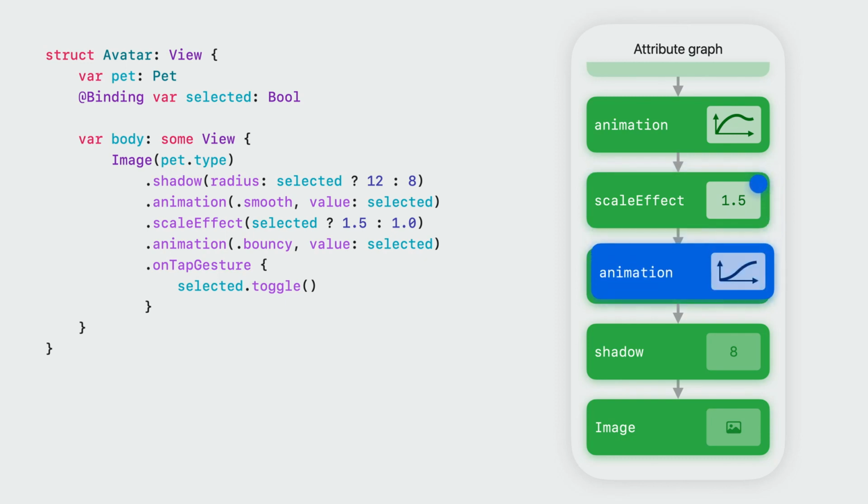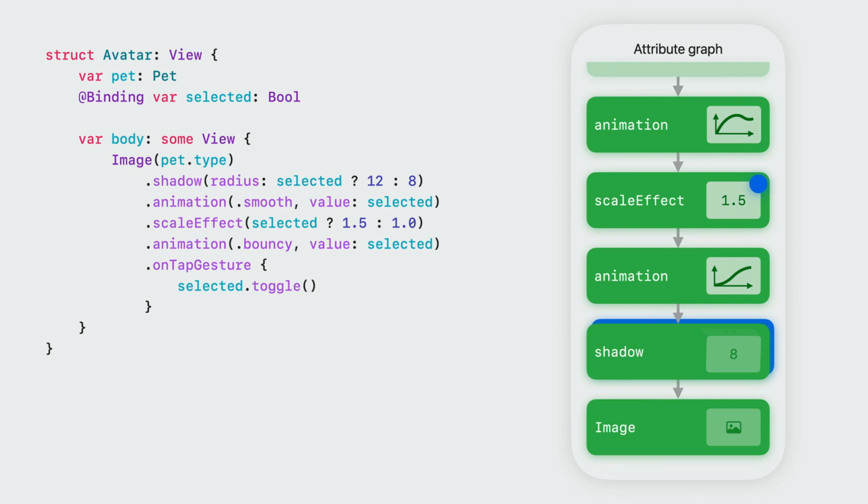And it picks up the more subtle smooth spring for animating the shadow radius. Because animation modifiers are only active when their value is changed, the odds of an accidental animation are greatly reduced. But if the avatar's image had just happened to change in the same transaction as selected, it would have inherited the shadow's smooth spring animation for its content transition. This is a point worth lingering on.